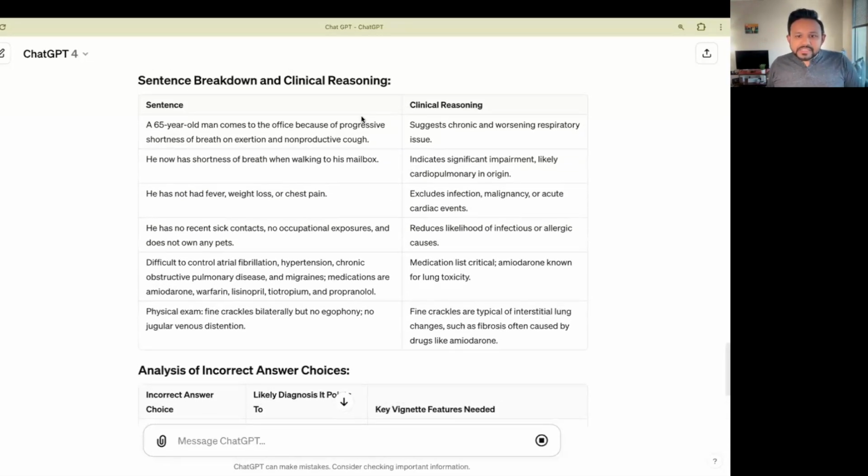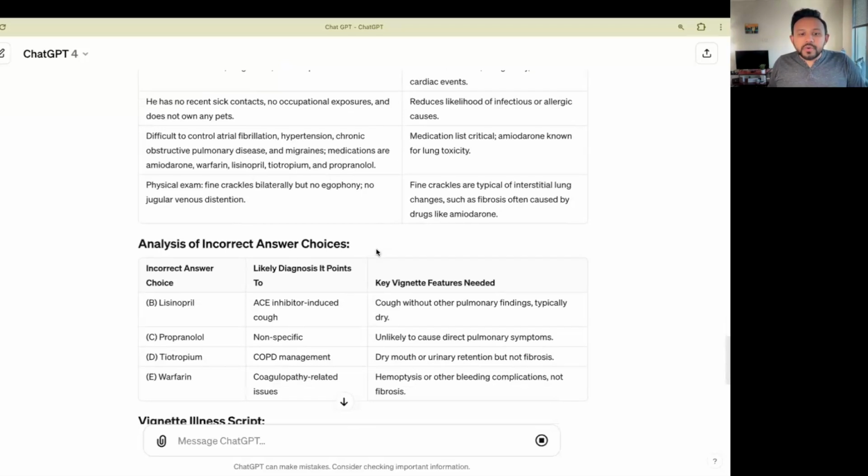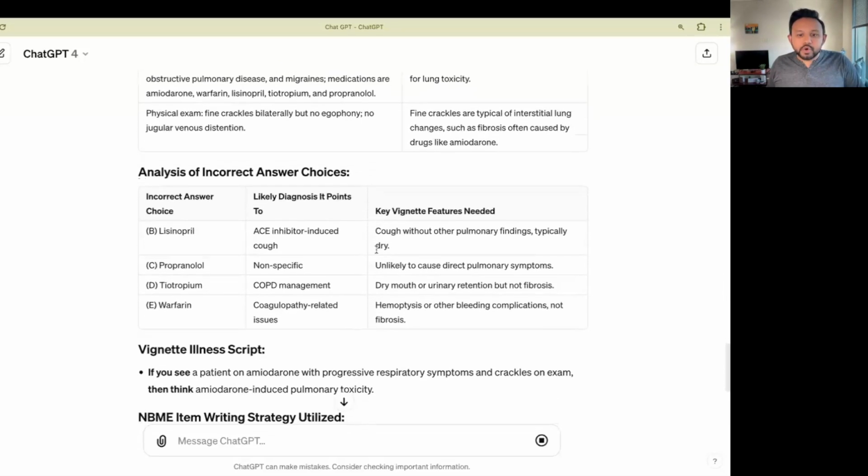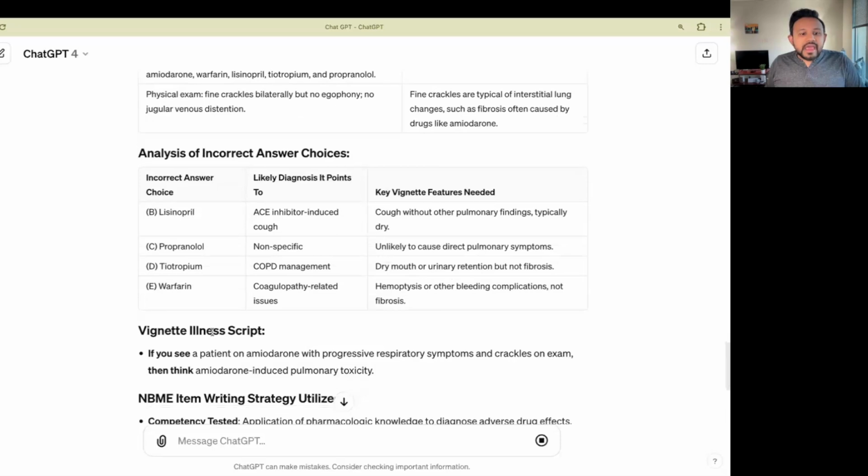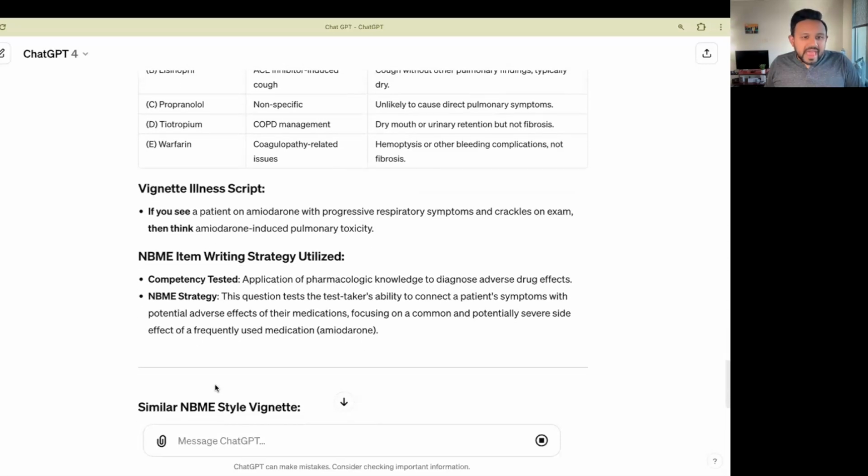As you can see, this prompt also incorporates clinical reasoning, because it's Step 2. This prompt is similar to the Step 1 Tutor With Me and is going to go through the incorrect answers. It also is going to give you an if-then statement. This is called cognitive loops when it comes to test taking. If you see amiodarone, then think pulmonary toxicity. If you see this, then think this.